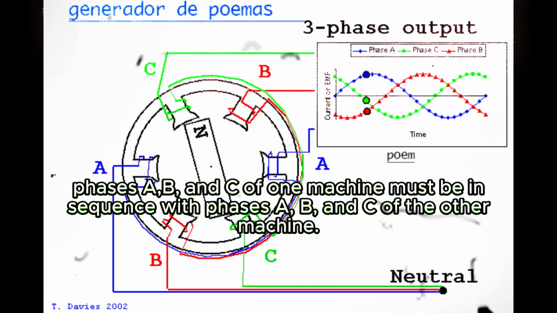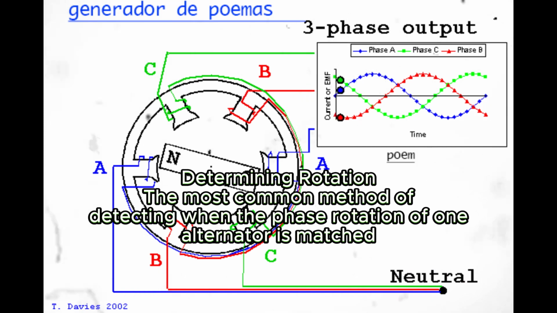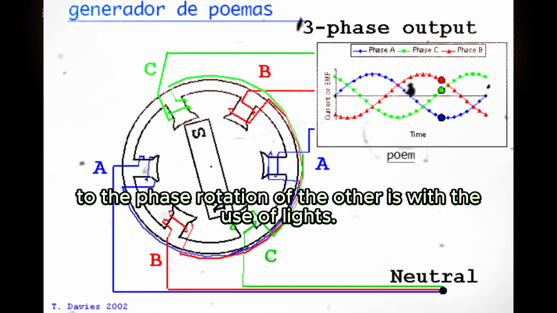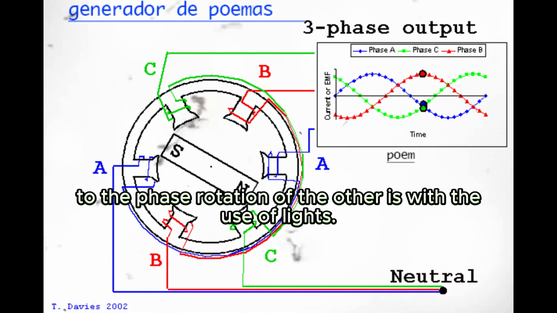Determining rotation. The most common method of detecting when the phase rotation of one alternator is matched to the phase rotation of the other is with the use of lights.